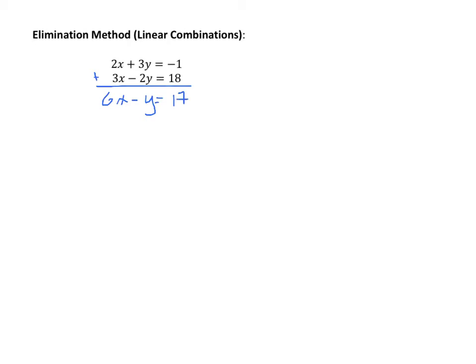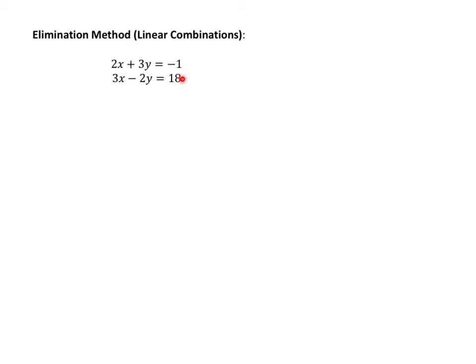Did anything get eliminated? In this case, nothing got eliminated, so we have to do something before we can just add them together. The thing that you'll do is you'll multiply either one equation or both equations by any number. It doesn't even matter the number. But you want to pick your number specifically so that when you add them together, something will be eliminated.